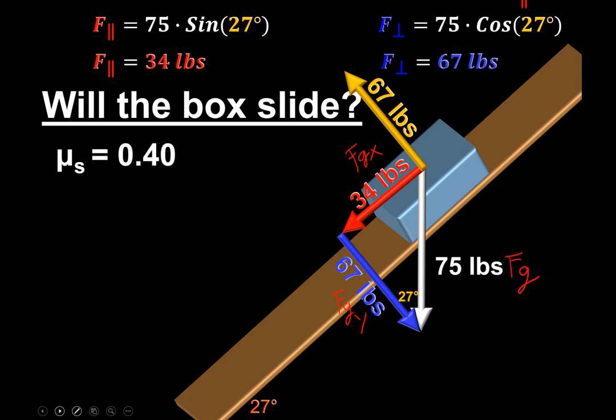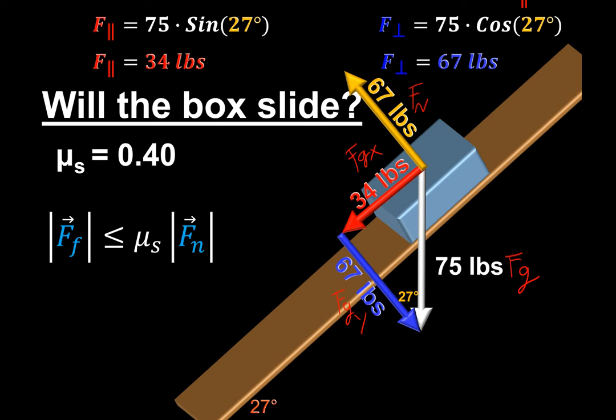I'm telling you your force of normal. So this would be your force of normal. Remember, force of normal is always perpendicular to the surface. So your force of normal is 67. And we need to figure out our force of friction. So we have force of normal. I'm telling you our static coefficient of friction is 0.4, so you just plug it in.